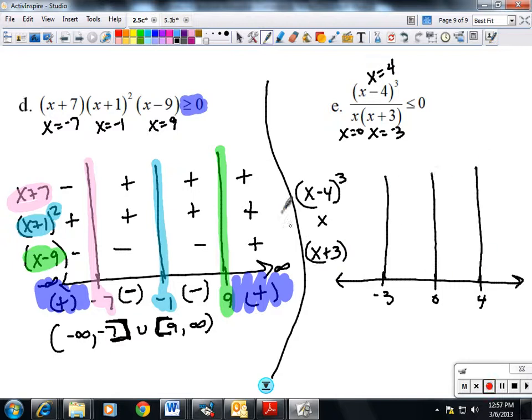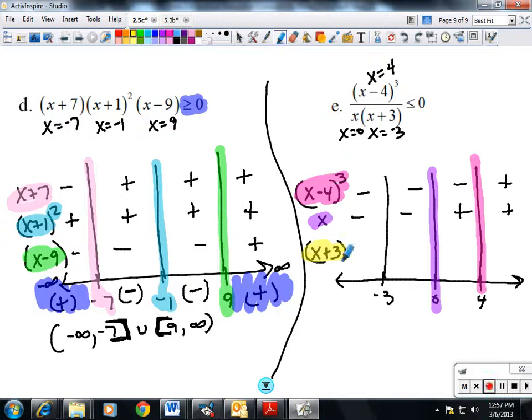Okay. X minus 4 cubed: is a cubed always positive? No. It's going to change signs at the 4 just like it normally would. Negative, negative, negative, positive. What does x go with? X goes with 0. Negative, negative, positive, positive. X plus 3 goes with negative 3. Negative, positive, positive, positive. So that's negative, positive, negative, positive.